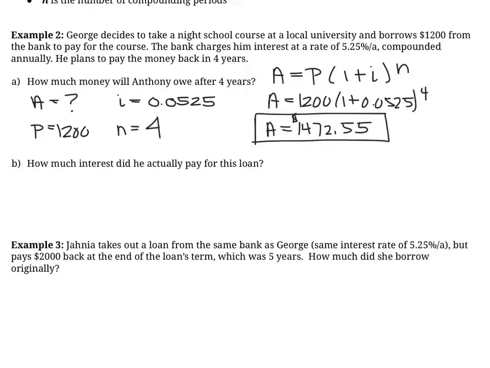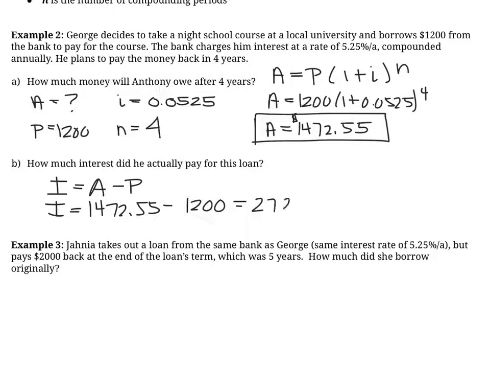So the amount of interest is just going to be our accumulated amount, and take away our principal value or our present value. So the total interest is going to be $1,472.55 subtract 1,200, and we'll get $272.55. So that is his cost of borrowing money. So this is the amount of interest, the dollars of interest that he's actually going to pay over those 4 years.